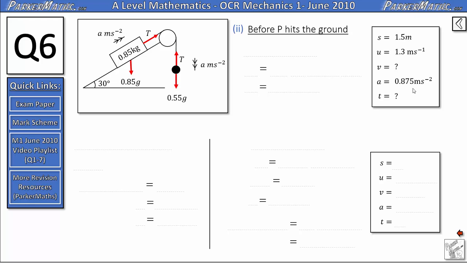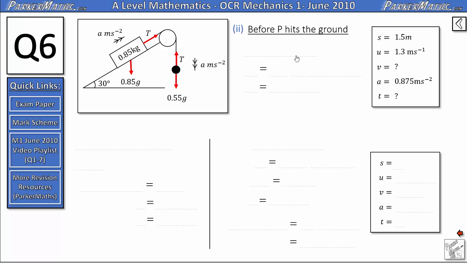time this movement takes. So for the movement before P hits the ground, we know how far it actually travels, 1.5 meters. We don't need to calculate that, but what we do need to figure out is v. And the reason for that is, if we want to do some calculations for the block after P has hit the ground, we need to know what speed the block is travelling at the instant when P hits the ground.